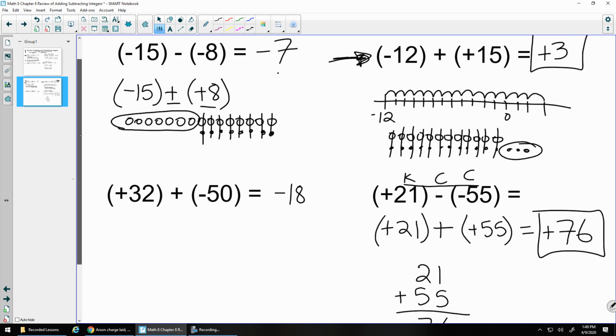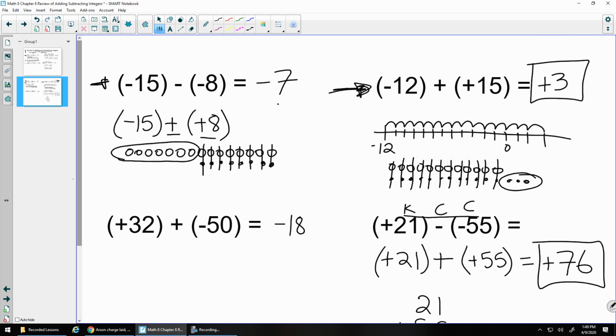So instead of saying negative 15 minus negative 8, say I have 15 negatives, I am taking away 8 negatives. To me, in my head, that's like, if I have 15 negatives and I take away 8 of those negatives, how many negatives will I have left? 7 negatives. That's just 15 minus 8, but talking about negative numbers.